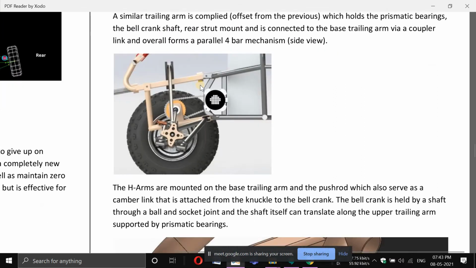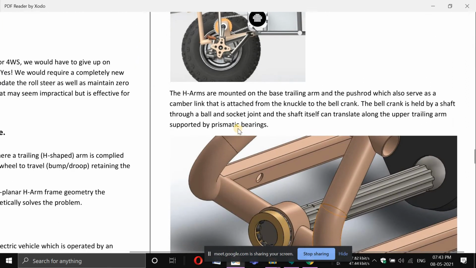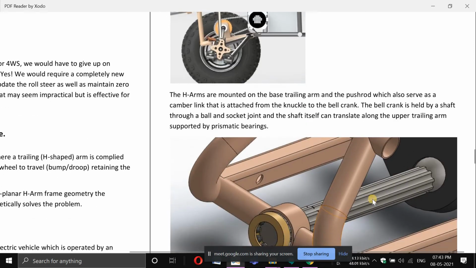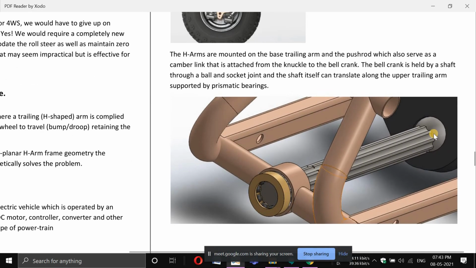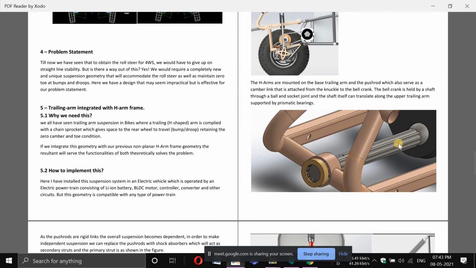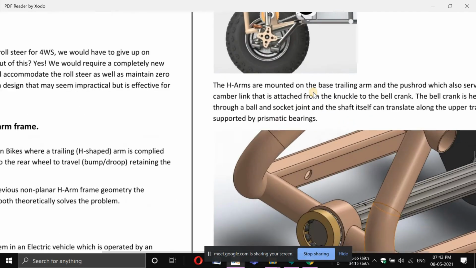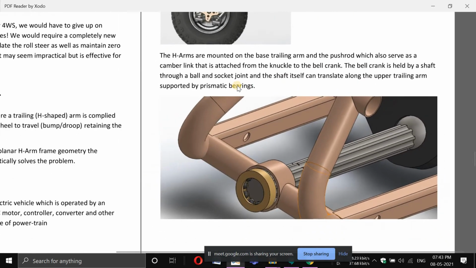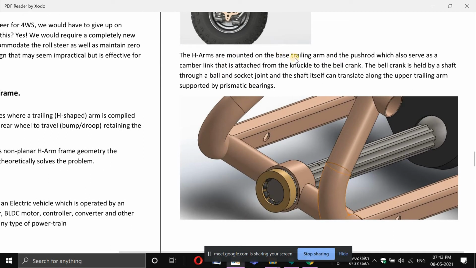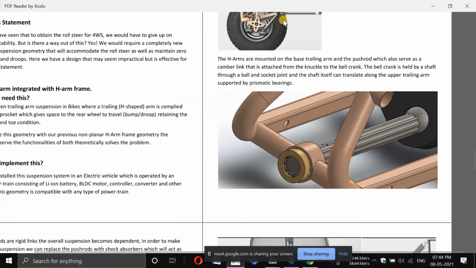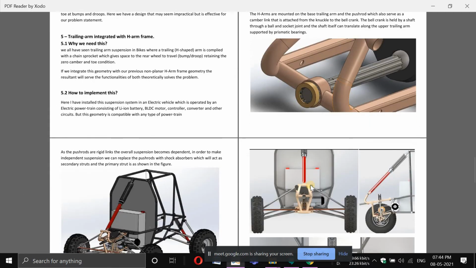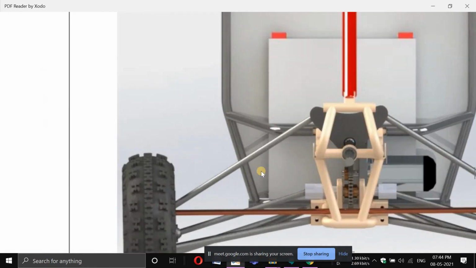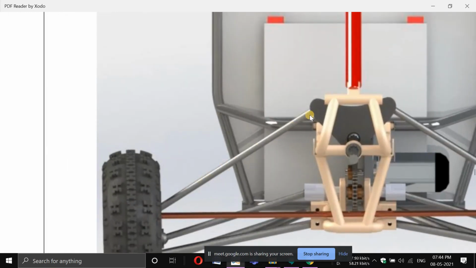So this bell crank movement was prismatic, as we could see. We could not use a static bell crank because the whole assembly was dynamic and it was not a rigid assembly. So H arms are mounted on the base trailing arm and the push rod. These are the push rods, sir. This is the push rod, this member.